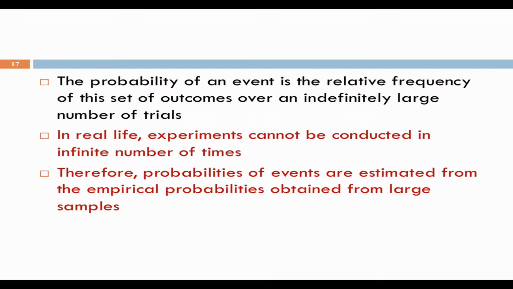However, in real life, experiments cannot be conducted with an infinite number of trials. You would like to enlarge this denominator as much as possible, but in real life you have to have a limit. You have to have reasonable control. It cannot be that you survey all births in the whole world. So you cannot have an infinite number of trials. Therefore, the probability of an event is estimated from empirical probabilities obtained from a reasonably large sample.